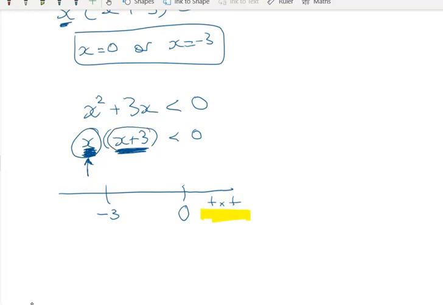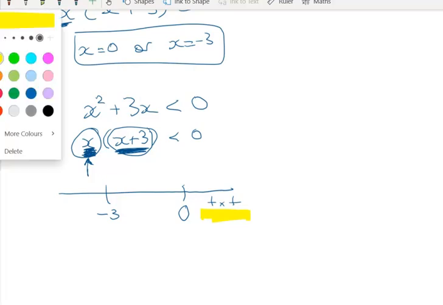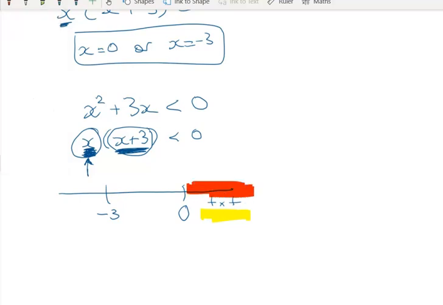This will be positive and this will be positive. And so that's going to be positive and not 0. So this bit here, let me just get a nice red color. So this is bad, right? So up here is not part of the solution.